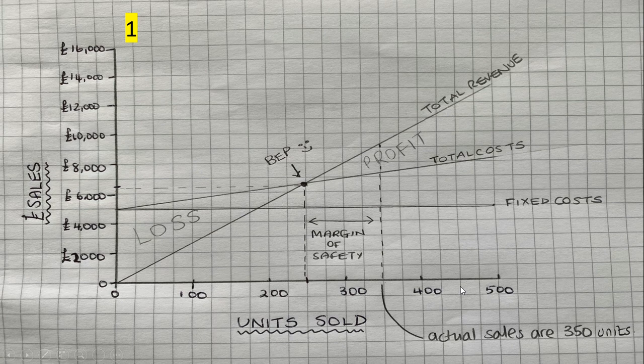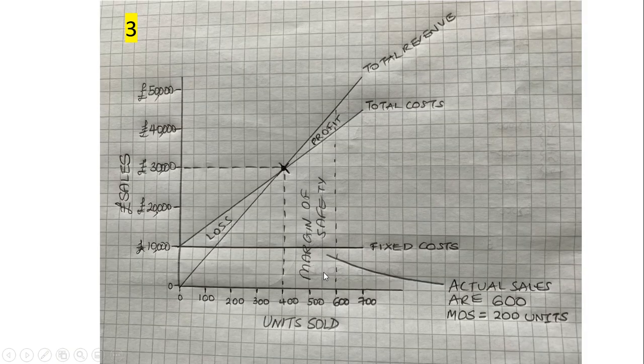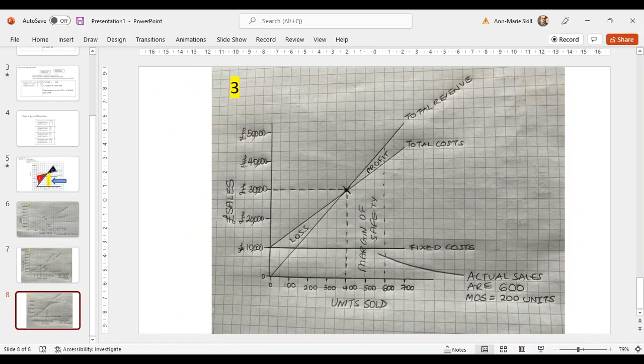All right, I'm just going to show you. I want you to have a go at drawing some of the others, all of the others, because it'll help. Number 2, when you get round to doing it, it looks like this. I made up actual sales were 35, so margin of safety was 15 units, so you could have a look at that one. And the third one, that's what I plotted there. And I made up that the actual sales were £600, meaning your margin of safety was 200 units. So hopefully that'll help, and hopefully I can stop this video now.